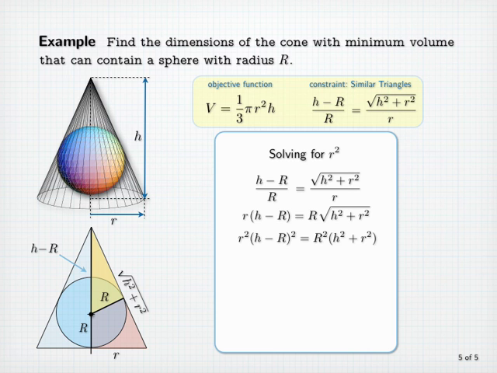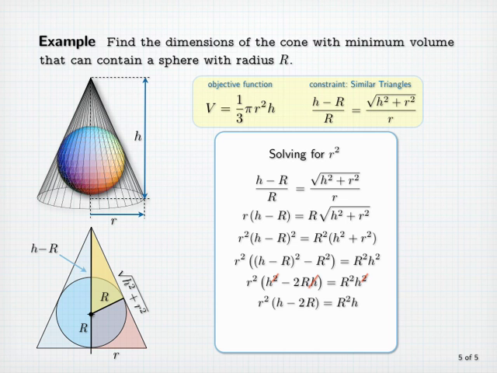Next, we multiply out the right side and subtract the term capital R squared, little r squared from both sides, and factor little r squared from the left side. The other factor on the left simplifies to h squared minus 2rh. Now let's simplify by dividing both sides by h, and finally dividing both sides by h minus 2r gives us r squared equal to capital R squared times h divided by h minus 2r.